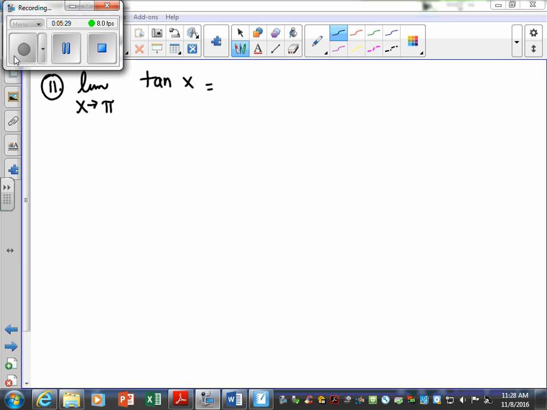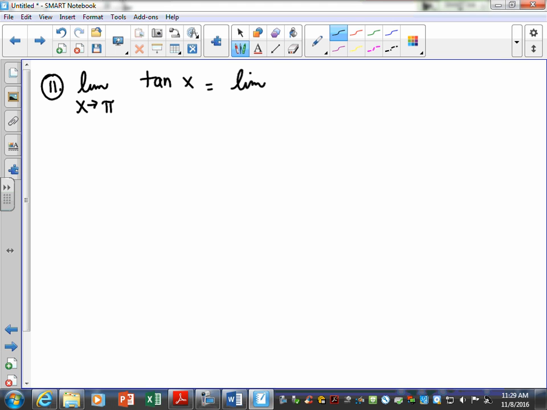Okay, so the next type we're going to look at are involving trig functions. So we want to know the limit of the function f of x, which in this case is tangent x, as x approaches pi. Remember, pi is just a number. So using direct substitution, we can plug that in, the tangent at pi. But let's break that down even further.